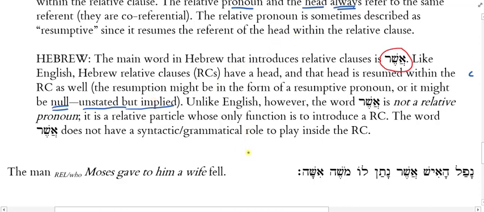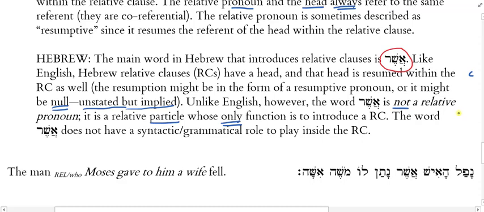Unlike English, however, the word asher is not a relative pronoun. It is rather a relative particle. And here's where I would have to disagree with the way Ross describes it. If you look at Ross, page 110, he calls this a relative pronoun asher. But it's really not a relative pronoun. It is a relative particle, and its only function is to introduce a relative clause. To put it another way, the word asher does not literally mean who, which, or that.